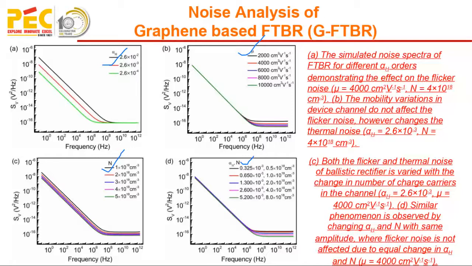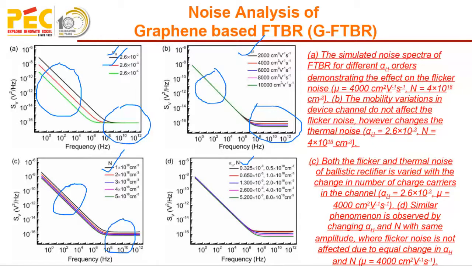So when we change the Hooge constant, there is a change in the flicker noise of the device, and the thermal noise remains the same. And when we change the mobility, the flicker noise remains the same and the thermal noise changes. Similarly, when we change n, the number of charge carriers, both the thermal noise and the flicker noise change. And the Hooge constant and the number of charge carriers both affect the flicker noise at lower frequency.